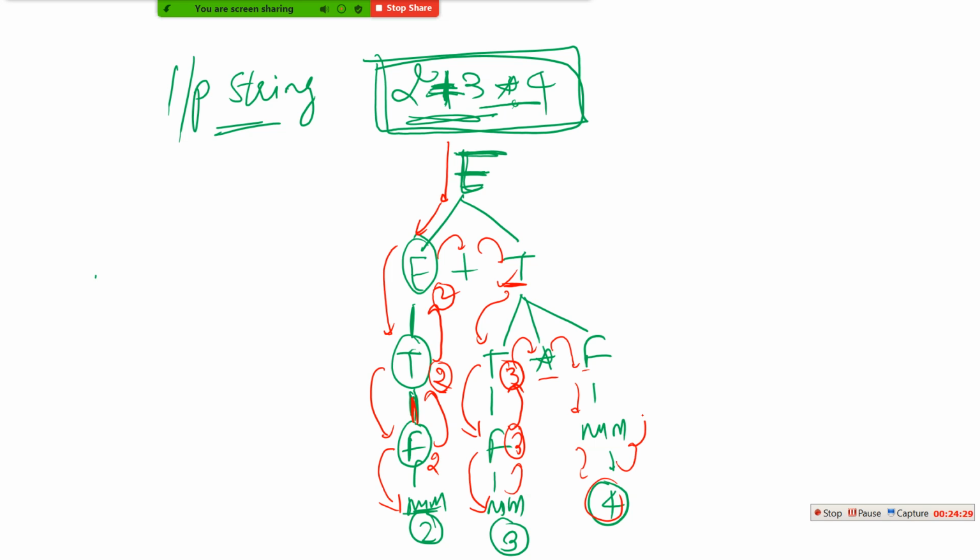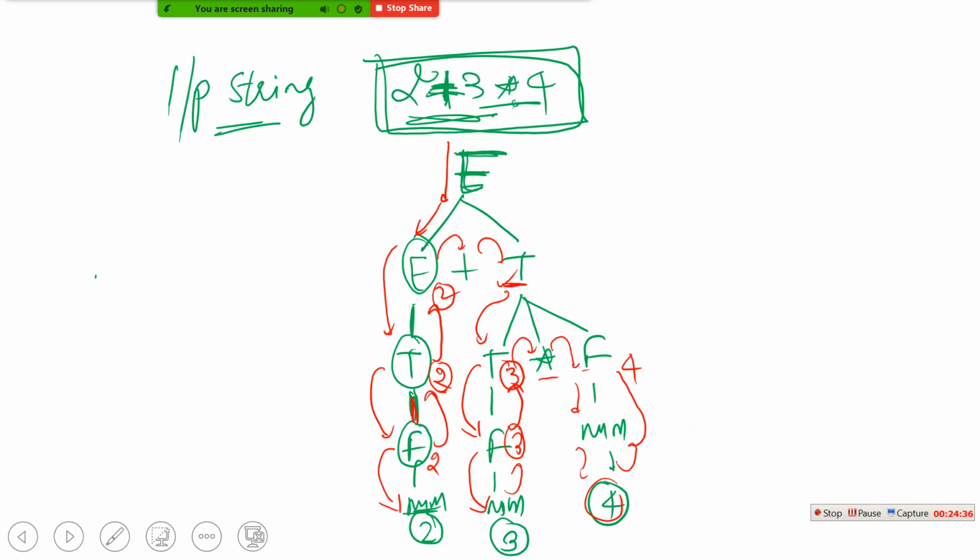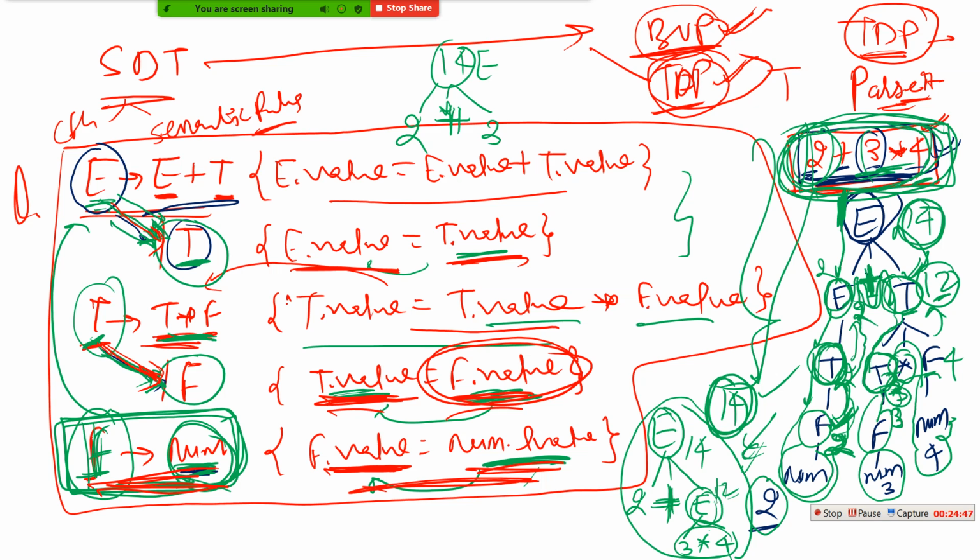So this num value 4 is passed to this F. This is my F derives num value. So this transition will do this, and with this 4, now I have T, it is waiting as of now. So 3 into 4 will be done, and the result 12 will be passed to this T using this transition.